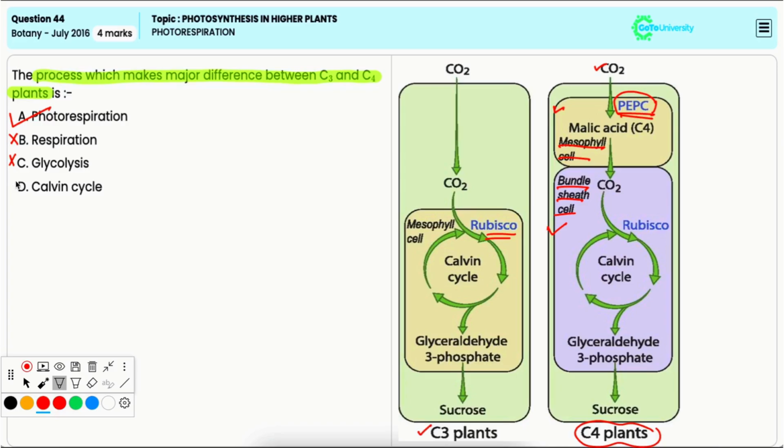Option D, Calvin cycle. It is also incorrect because it occurs in both C3 and C4 plants, but the way carbon dioxide is delivered to the Calvin cycle is what differs.